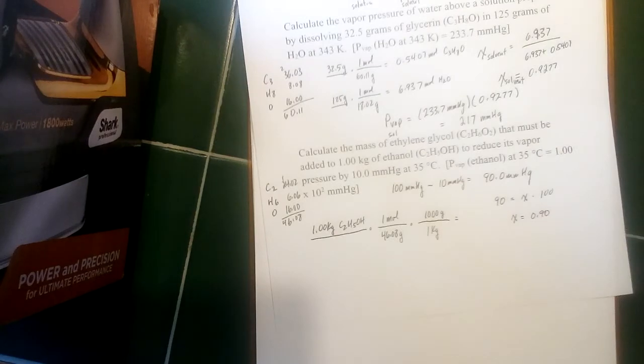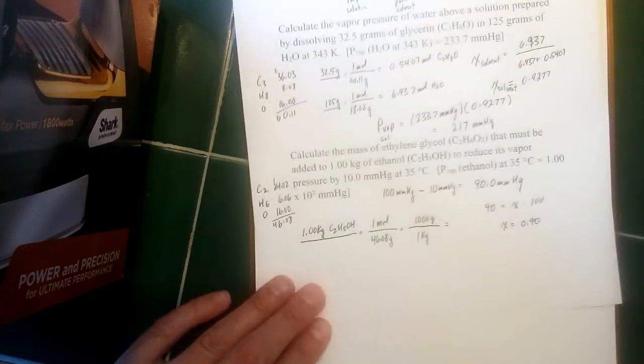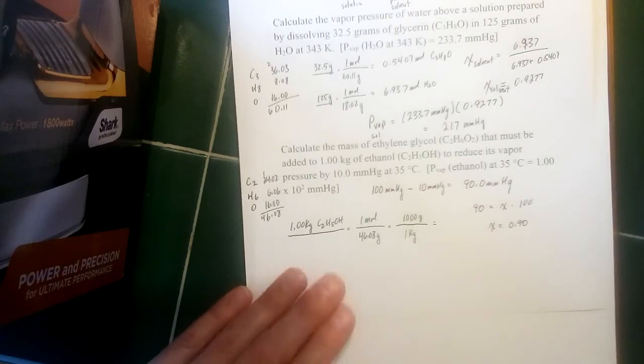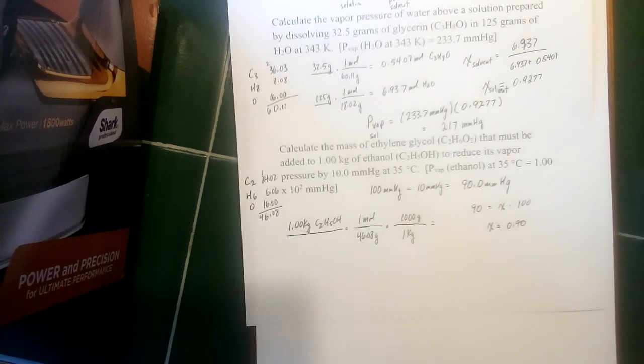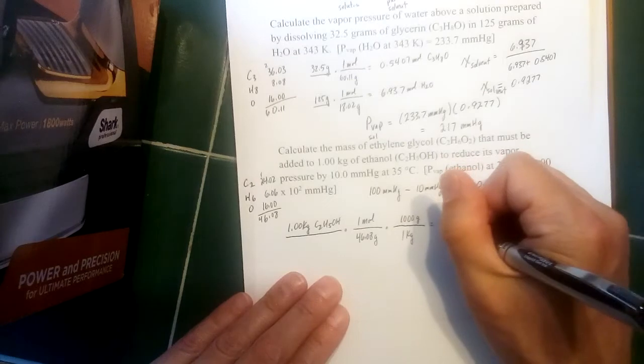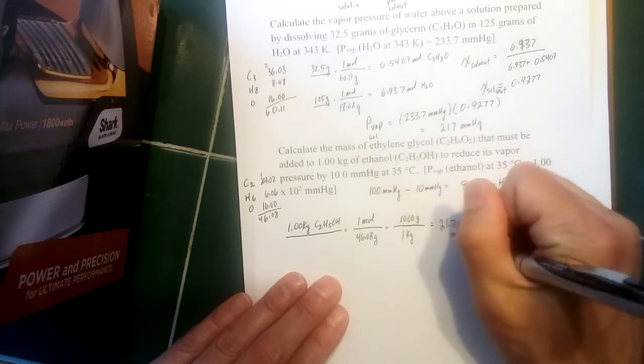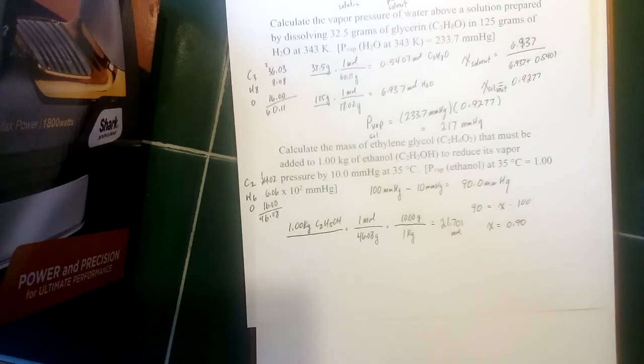So good demonstration there of why you want to be careful with your units. If we hadn't written the units out there, I might have missed that, and then we would have gotten the wrong answer. Okay, 1,000 divided by 46.08. That means we have 21.701 moles of our solvent.